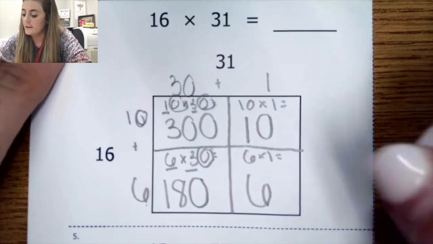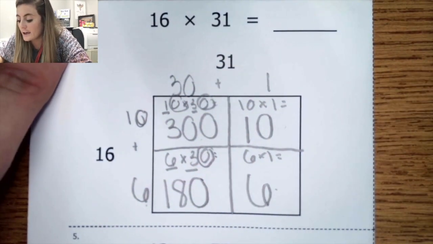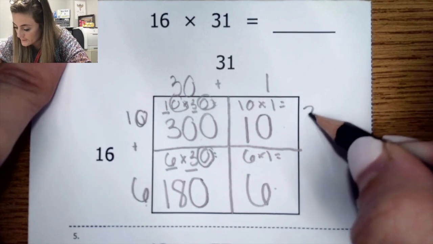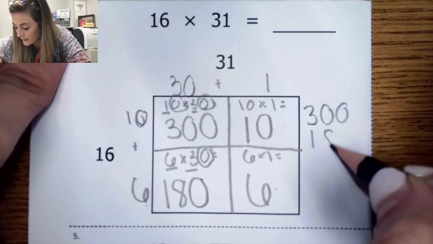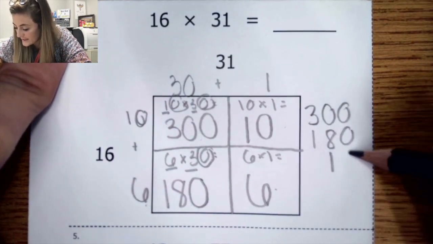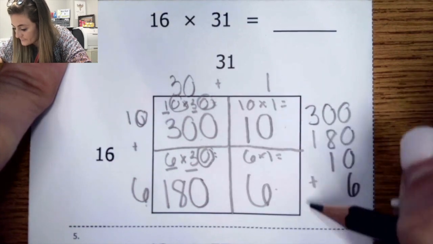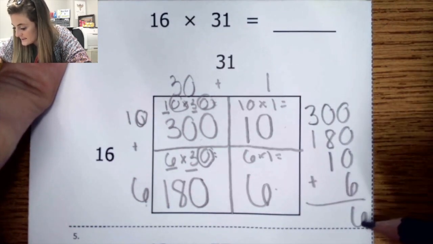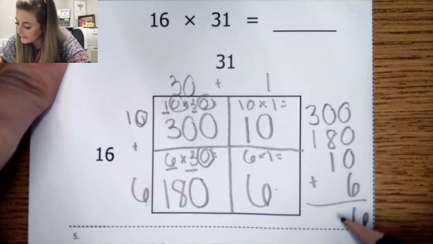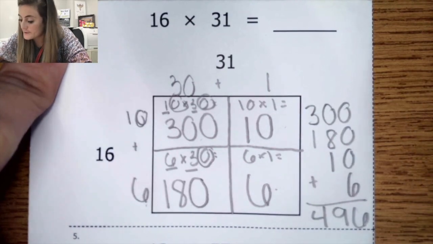Finally, you have 6 times 1, and again, any number times 1 is itself. So that's 6. Now I'm going to take all 4 of these products and add them together. So we have 300 plus 180 plus 10 plus 6. So I have a 6, 9, and 4. So my answer is 496.